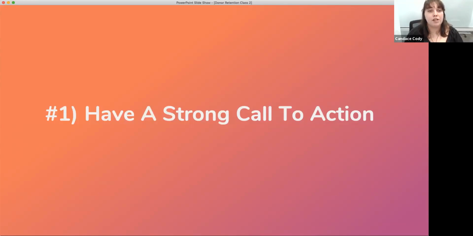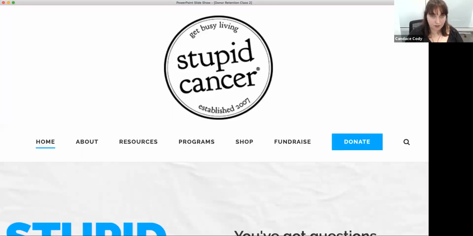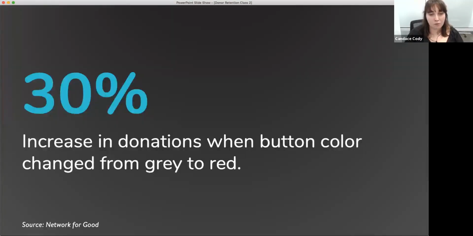So up first is have a strong call to action. There was a 30% increase in donations when the button color was changed from gray to red. So the donate button color on an organization's website. And this really does tie into a broader idea of, if donors find it hard to find how to give to you, you're going to be missing out on a lot of those repeat gifts.